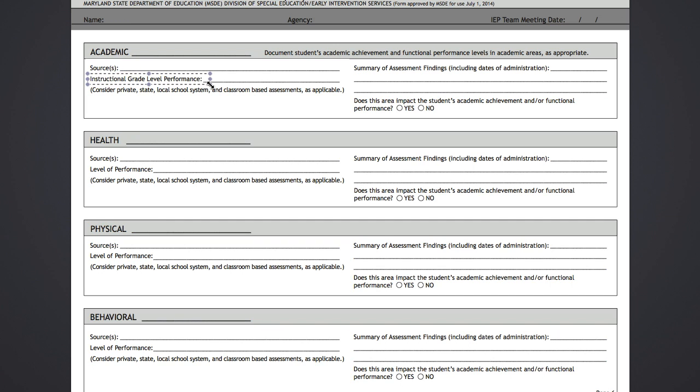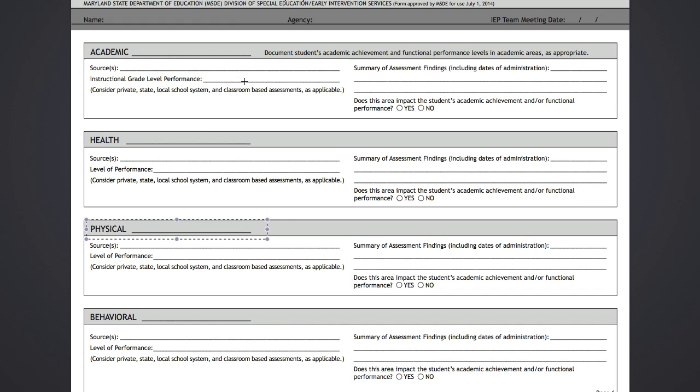So for example, you may see under instructional grade level performance that the student's reading level is at the 1.5 grade level. Or you may see down here in the physical section, if we're talking about gross motor skills, the level of performance indicated at 36 months age equivalent. And so those are just several examples that you may see here.